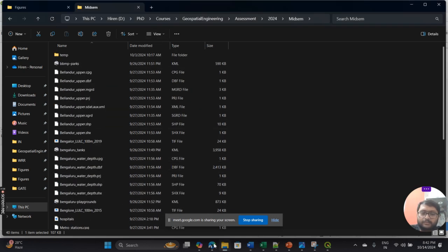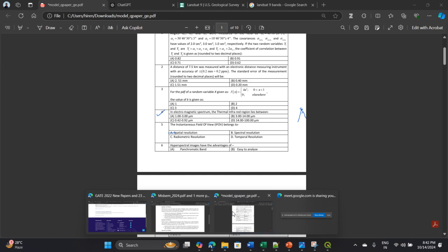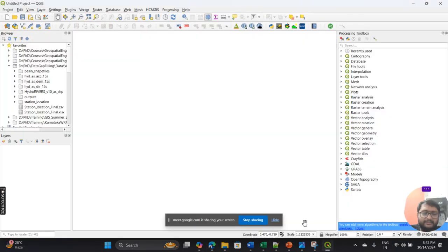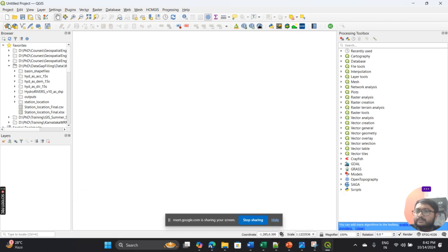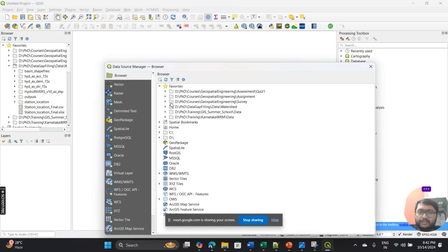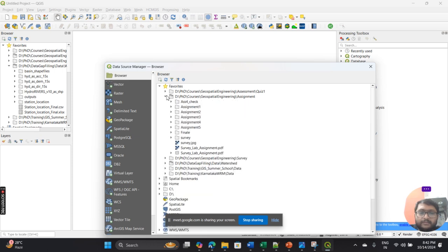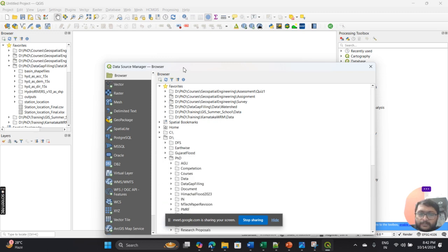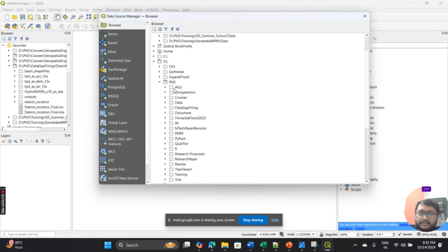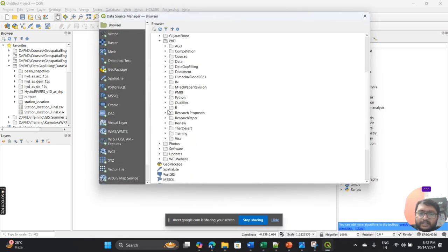So the paper you have shown is a practical exam or a written one? It's a practical exam. People have to use QGIS to solve the analysis. Just let me connect with the folder. If you are interested in doing it, we can share this data with you.